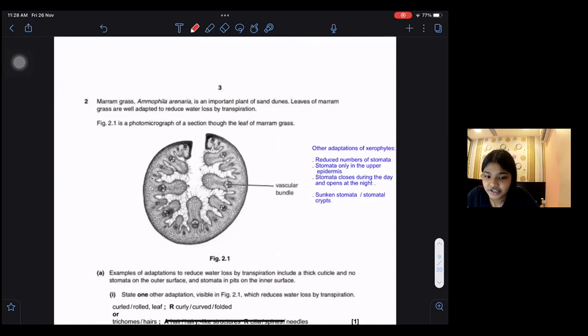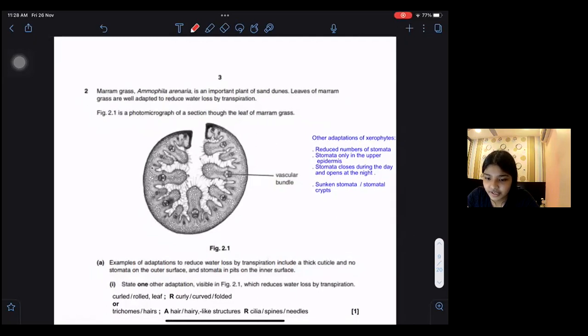So the next question is about xerophytes. Marram grass is an important plant of sand dunes. Leaves of marram grass are well adapted to reduce water loss by transpiration. Figure 2.1 is a photomicrograph of a section through the leaf of marram grass.